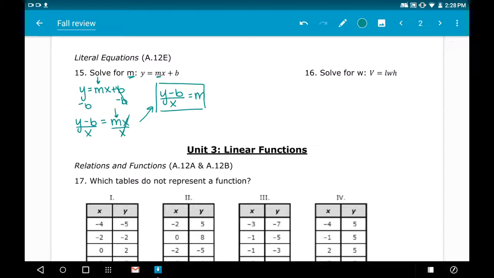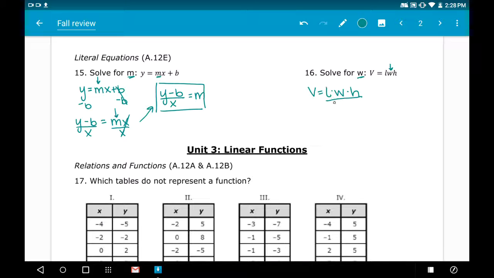For 16, it's going to be the same thing, except we're solving for w here. So I'm going to get that w completely by itself. So I have v equals L times w times h. My goal here is to get rid of the L and get rid of the h. Since this is multiplication, again we're going to have to divide.